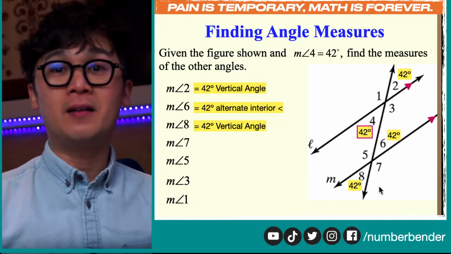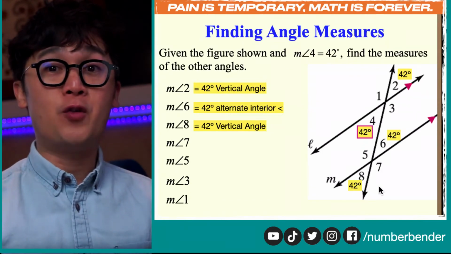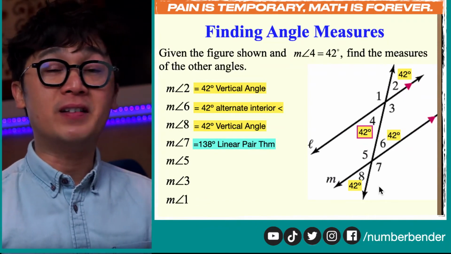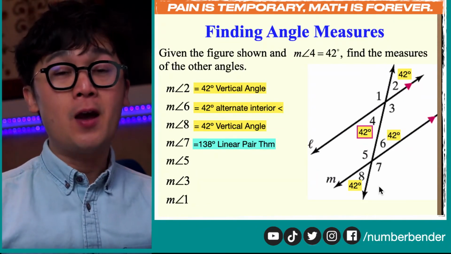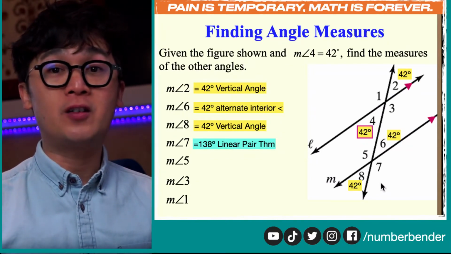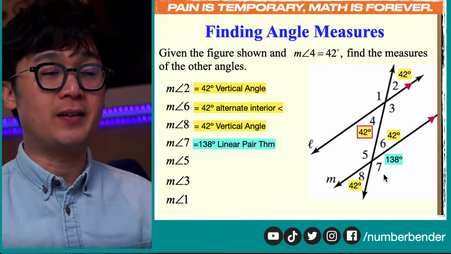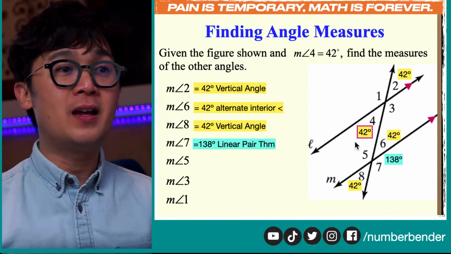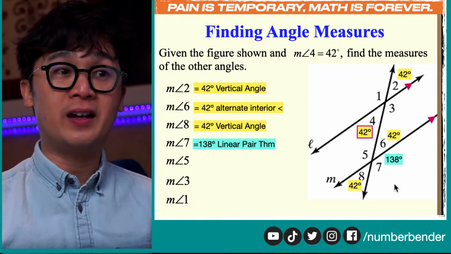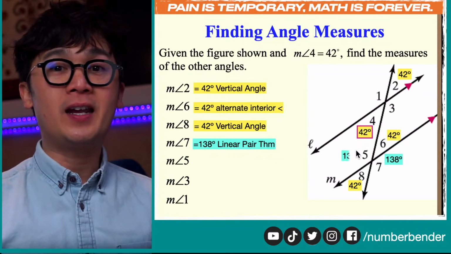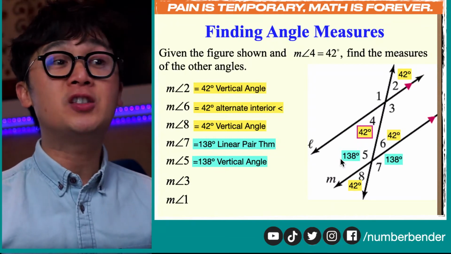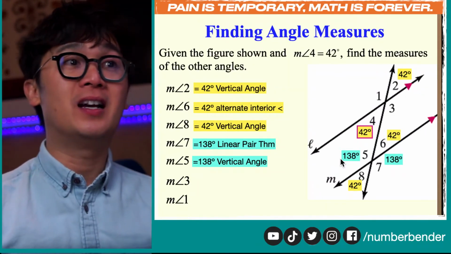And in this particular problem, just subtract 42 degrees from 180 degrees and it's equal to 138 degrees. The reason for that is we can use the linear pair theorem to justify how we got 138 for the measurement of angle 7. And for the measurement of angle 5, again, we can use linear pair with 42, or we can also use vertical angles for 7. So we can say that angle 5 is 138 degrees because it's vertical to angle 7.